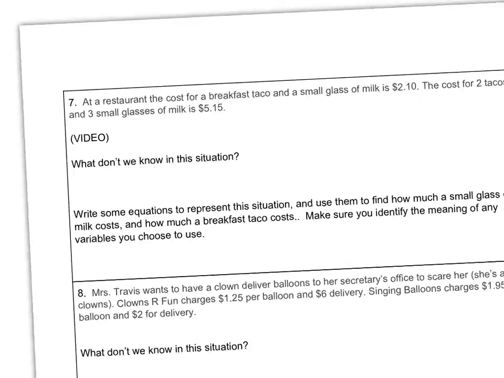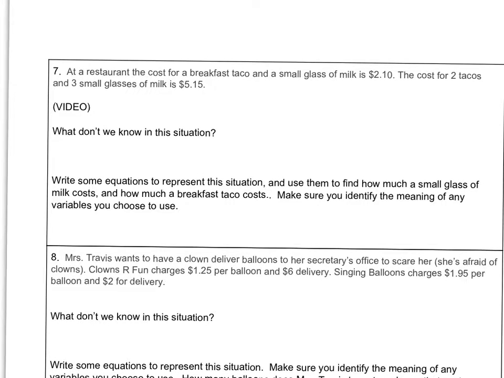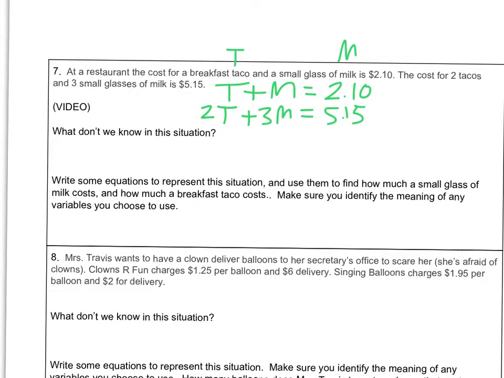Next up, we've got a system equation word problem. And what we don't know in this situation is going to be how much a glass of milk and how much 2 tacos cost. So I'm going to call this T for taco and M for milk. And that's going to be how much each one costs. So a breakfast taco, T, plus a glass of milk, M, is equal to $2.10. For 2 tacos, 2T plus 3M is going to be $5.15.